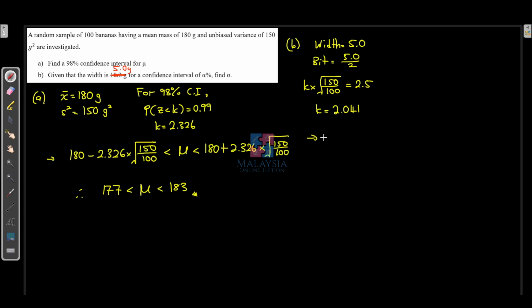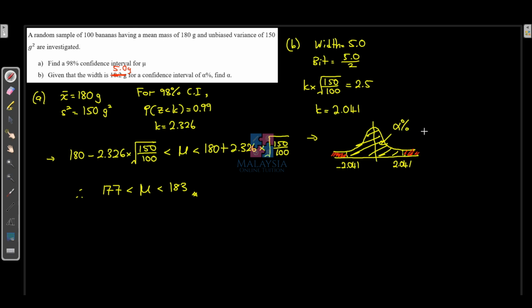Now the method on how we can get the alpha % confidence interval. Imagine you sketch the bell-shaped graph. Remember the k here is the value of z. So k is 2.041, so you can say here is 2.041, and of course you must have another one, negative 2.041, over here. In the middle here is your alpha %. We don't know yet what this is. Now what we need to find is the red color.